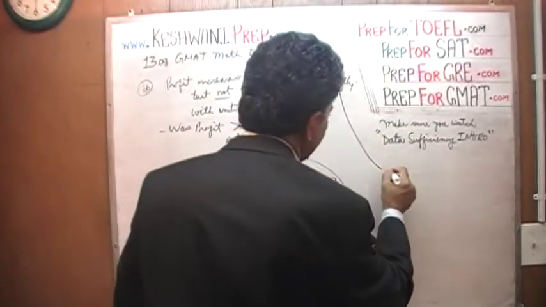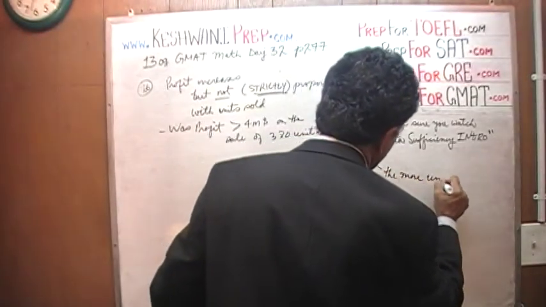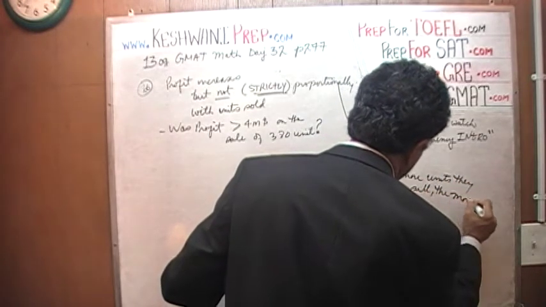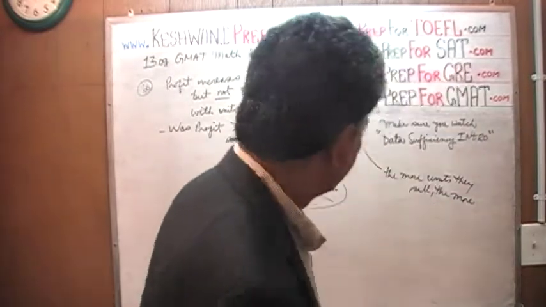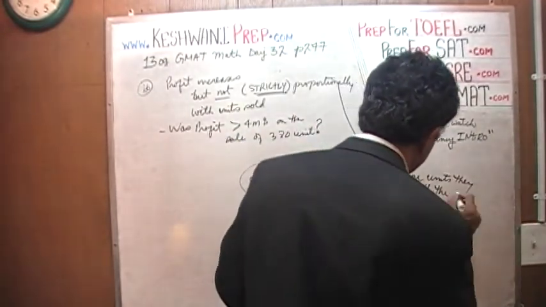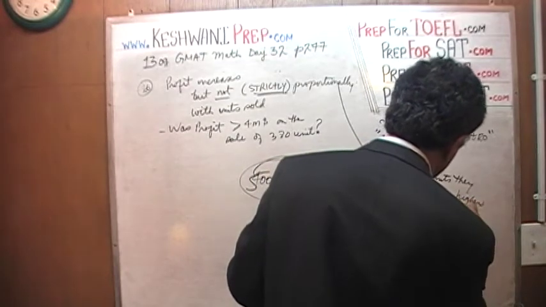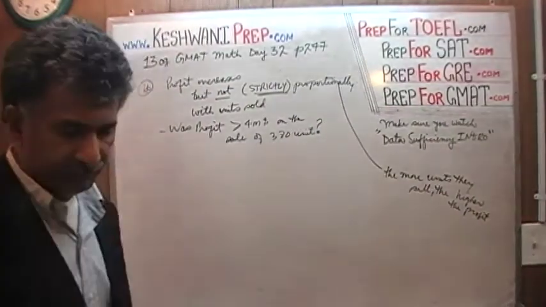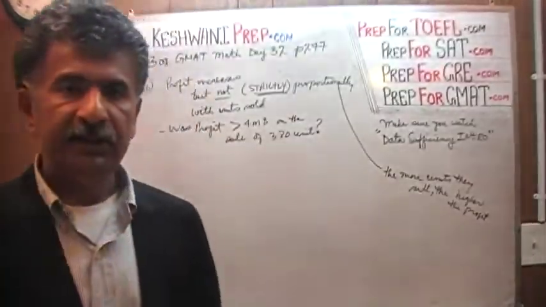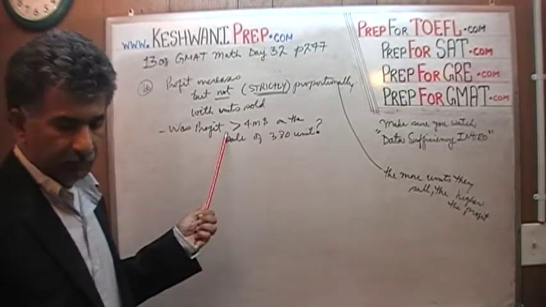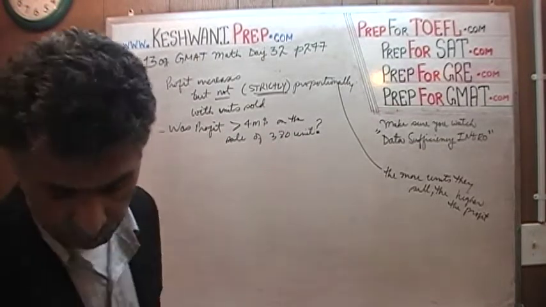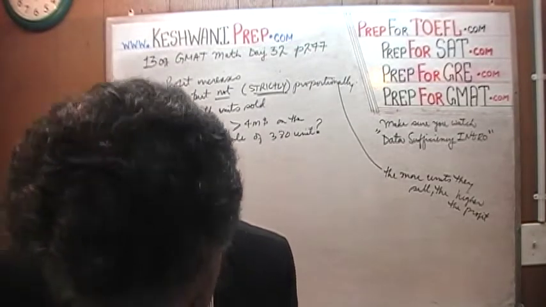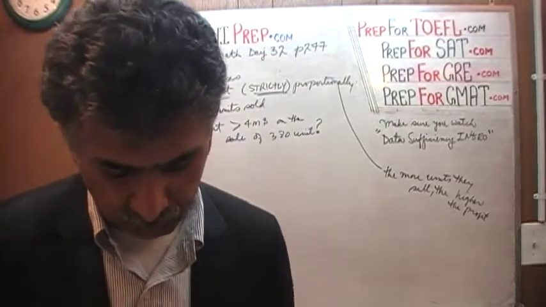What they're trying to say here is that the more units they sell, the higher the profit. That's all it is. And the question is very straightforward, very simple. Perhaps I'll explain too much. The question simply was, did they make a profit of more than $4 million on a sale of 380 units? Did the profit exceed $4 million?